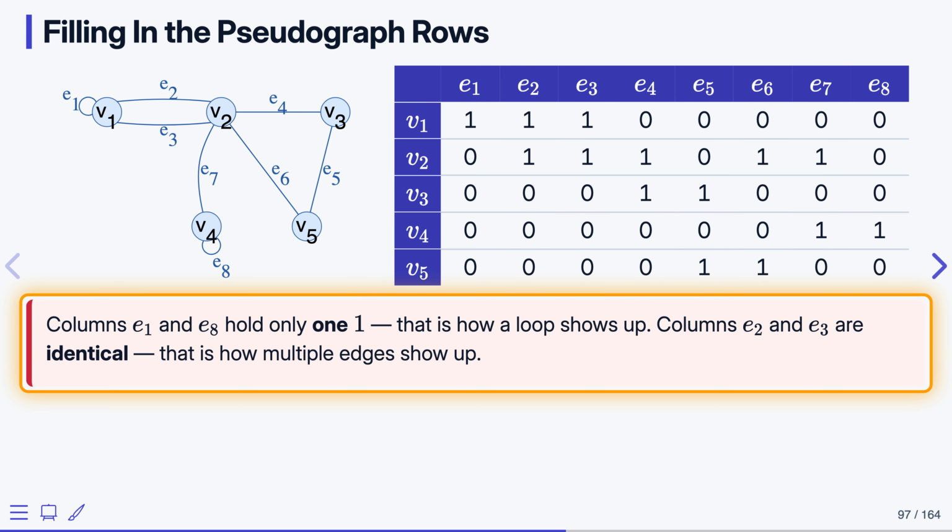Now read the grid by columns and look for the 2 special shapes. Column E1 has only 1 entry, and so does column E8. That single one is the signature of a loop, and columns E2 and E3 are exactly the same. 2 identical columns are the signature of multiple edges.